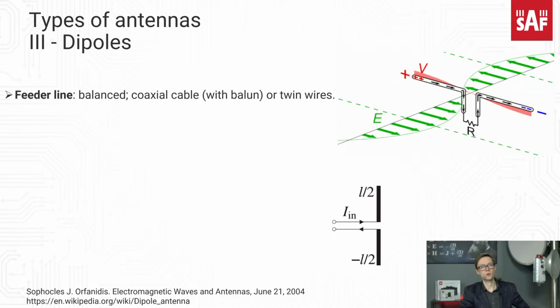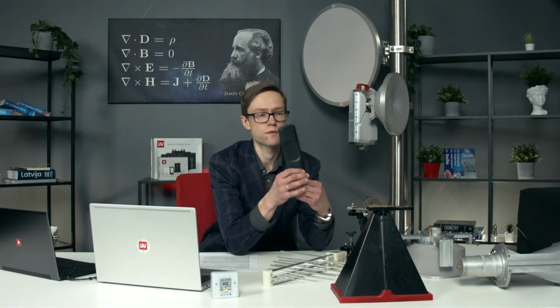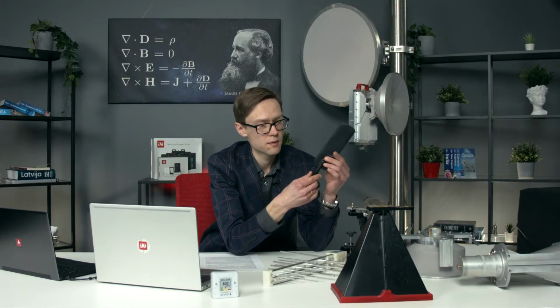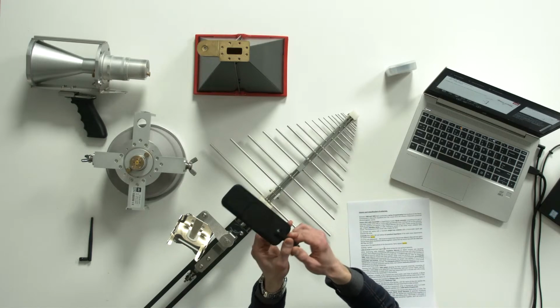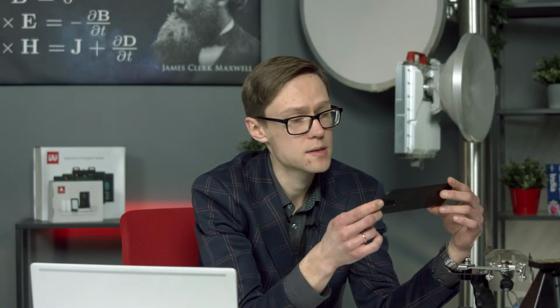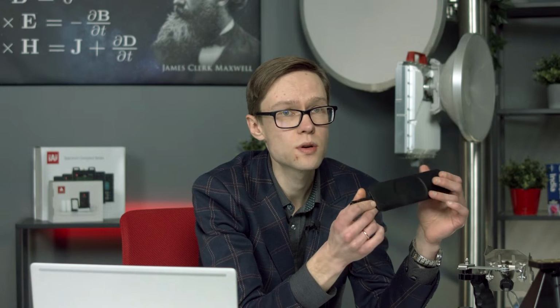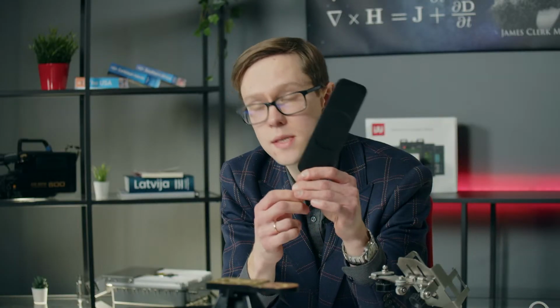And let me show you some practical examples of these antennas. So this is the first one. This is used for 4G, 5G applications. This is a dipole antenna inside of this plate, inside of this enclosure. It can be connected with the SMA cable here.